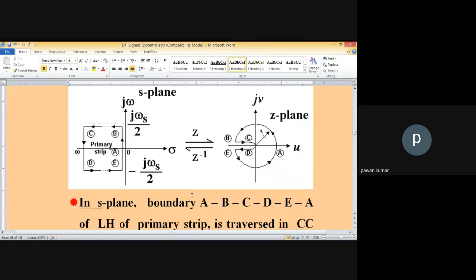Sir, it means point B and E should coincide, and D and C should also coincide on the U axis in the Z plane. Sir, point B and E will coincide on the U axis. D and E will not coincide. D is at origin. C is also at origin, because for C and D the magnitude is 0. So essentially C and D are the same point.